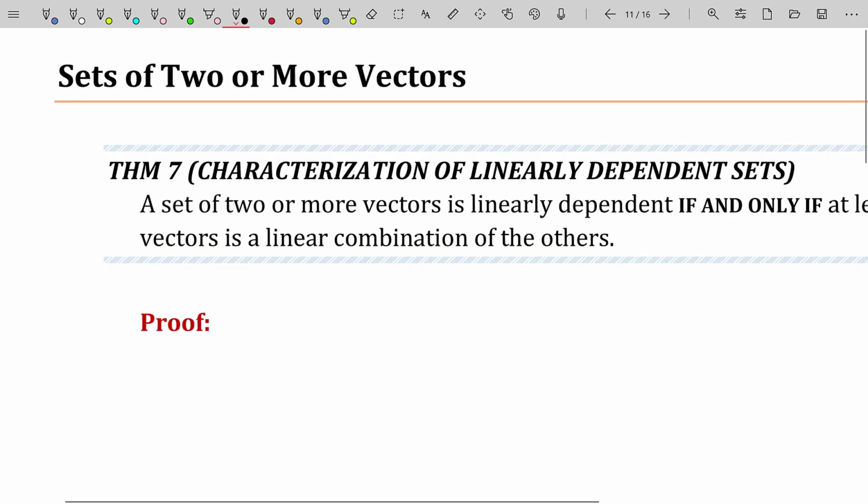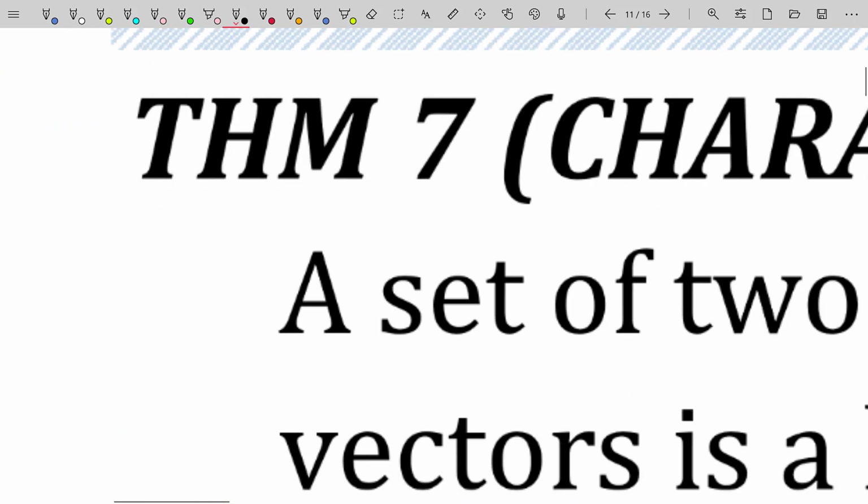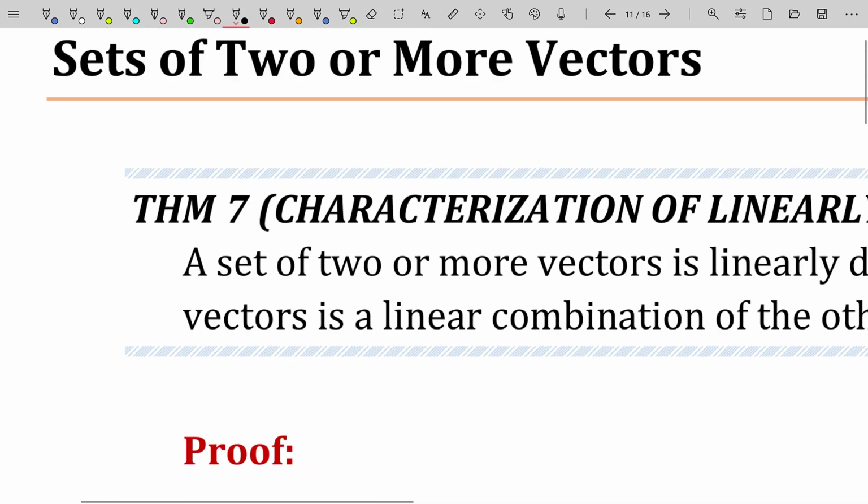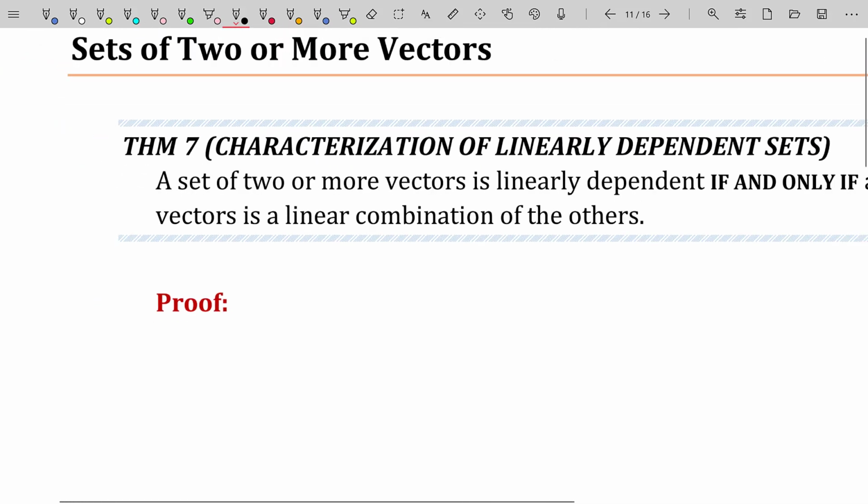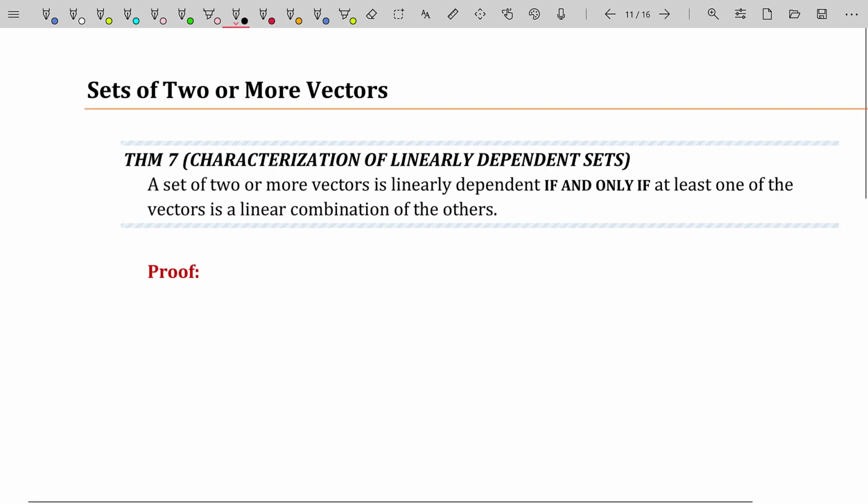So here we are with this first theorem, and notice it is a numbered theorem. In the text that I use, that means that it is a very important theorem. And this theorem states the following: a set of two or more vectors is linearly dependent if and only if at least one of the vectors is a linear combination of the others.